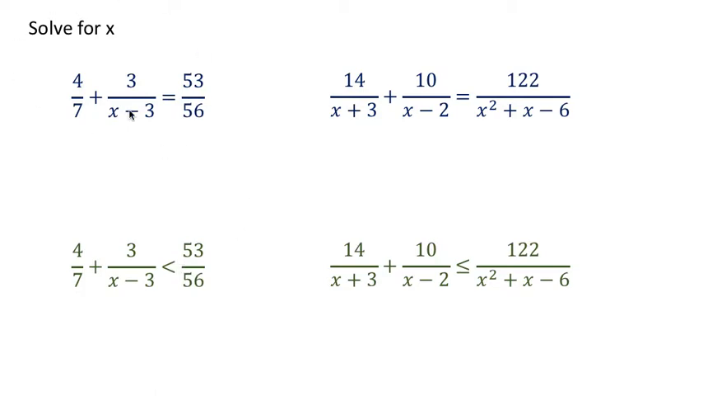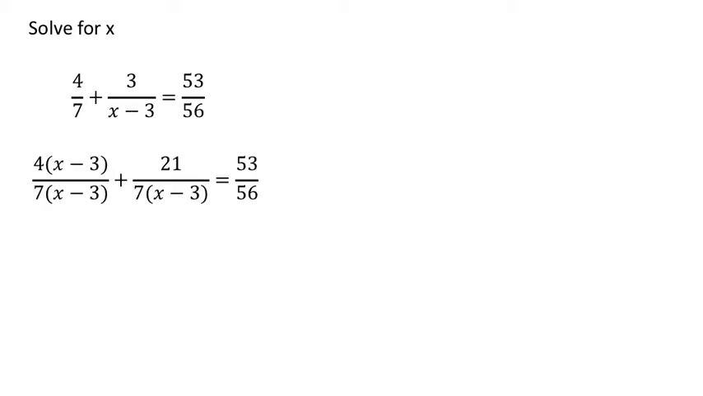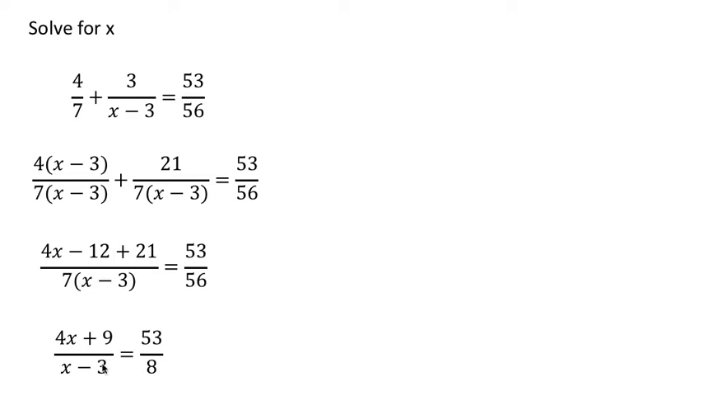Let's start with this one on the left. When you're adding fractions, you've got to get a common denominator. So the common denominator here is just multiplying these two together. So 4 and 7 becomes 4x minus 3 over 7x minus 3. And then 3 becomes 21 because you've got to times top and bottom by 7. Get the common denominators, expand brackets, then simplify.